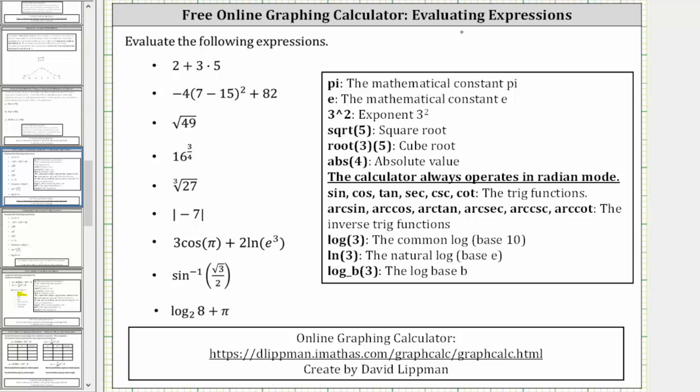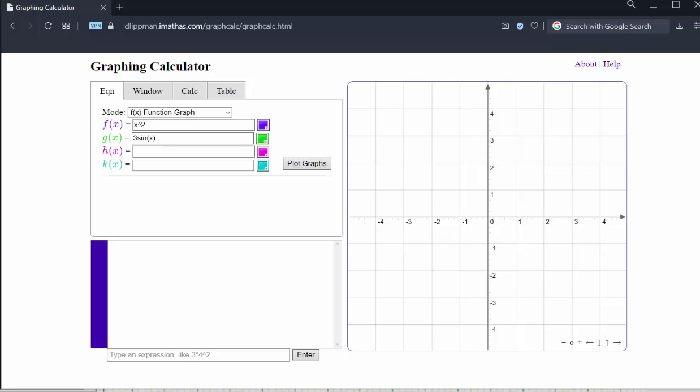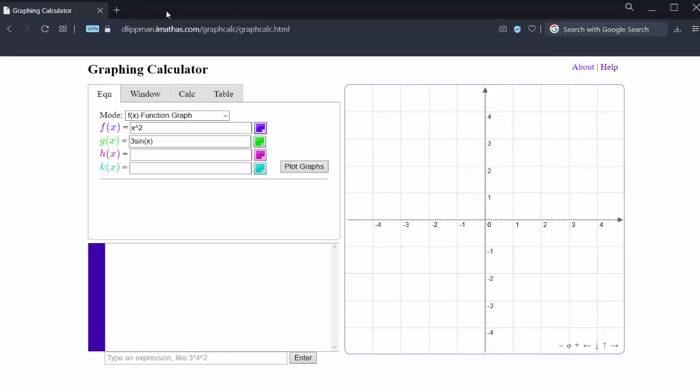Let's go ahead and open up the calculator by clicking on the link below, and then we'll evaluate the expressions. The calculator does have quite a few features. Because we are evaluating expressions, we will only be using the lower left-hand corner of the screen. We enter the expressions from the keyboard into the cell below that's labeled to type an expression. So let's go ahead and adjust the window so we can see the expressions as well as the calculator.